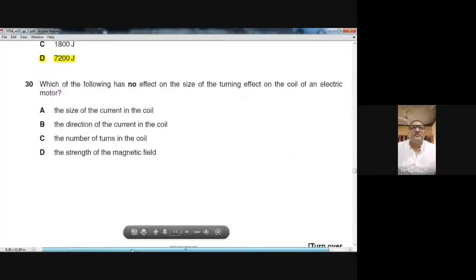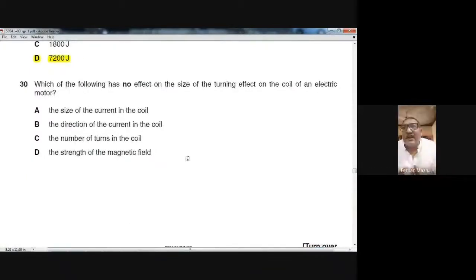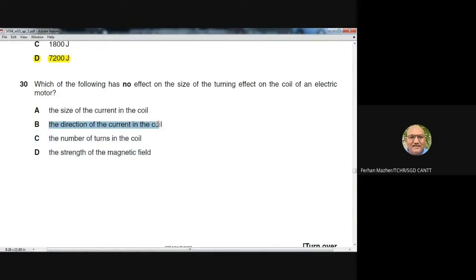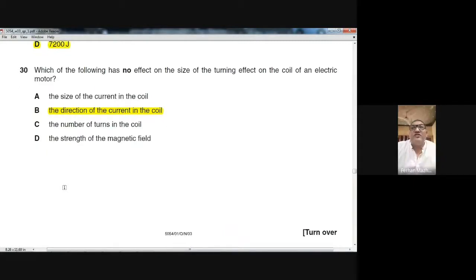Which of the following has no effect on the size of the turning effect on the coil of an electric motor? The size of the current, it has an effect. The direction of the current, it does not have an effect on the size. The number of turns in the coil, it has an effect on the size. The strength of the magnetic field, it has an effect on the size of the turning effect. So B is the right option. Question number 30, B is the right option.